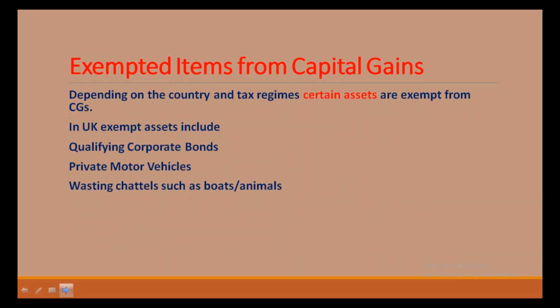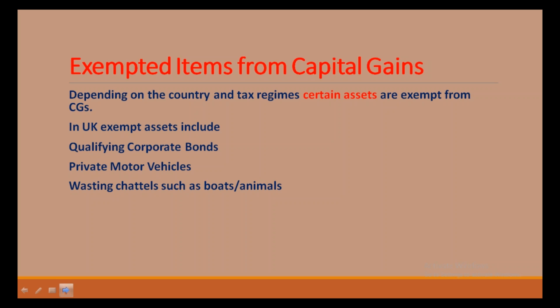There are certain items very specifically exempted from capital gains. So for the UK, for example, your private motor vehicle is exempted. Generally one motor vehicle is exempted. So if you sell a motor vehicle, that is not subject to capital gains. Some of the boats, some of the animals are exempted from capital gains. Qualifying corporate bonds, some companies when they issue bonds, those capital gains are exempted. So you have to look at what the examiner says is exempted.